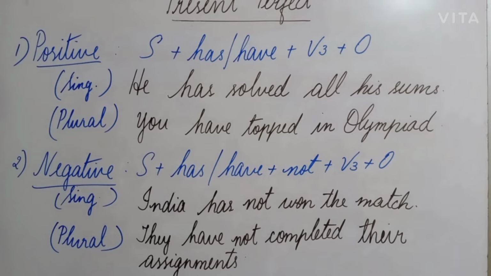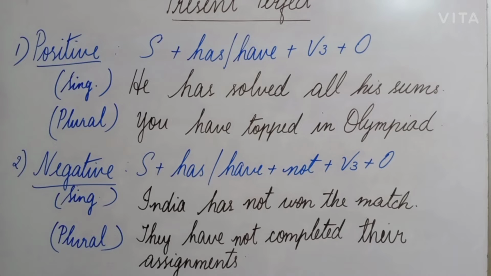Then when we go with the negative sentences, the only difference between positive and negative is that in a negative sentence you will be using the negative word, that is not. The rest remains the same: subject, then the supporting verb has or have, which you use according to the subject. If it is singular, you will be using has, and if the subject is plural, you will be using the supporting verb have. Then comes the negative word not, the main verb 3 form, and the object.